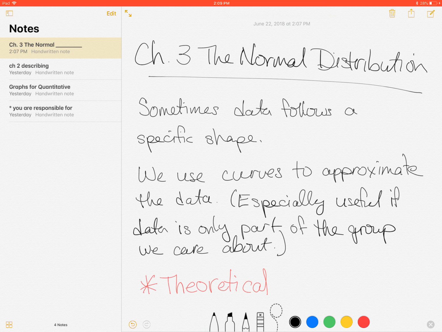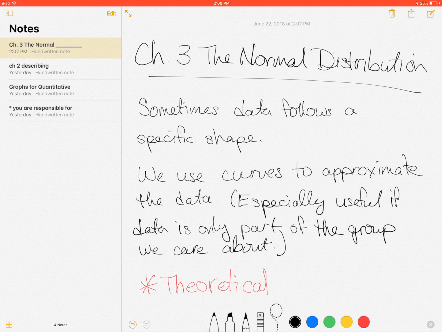In the previous chapters, we had looked at histograms, taking data and turning them into graphs, and thinking about numbers that involve them. Now, sometimes, as we saw before, data follows a specific shape. We're going to give those shapes names today. If there was a shape we understood, we could use curves to approximate the data.